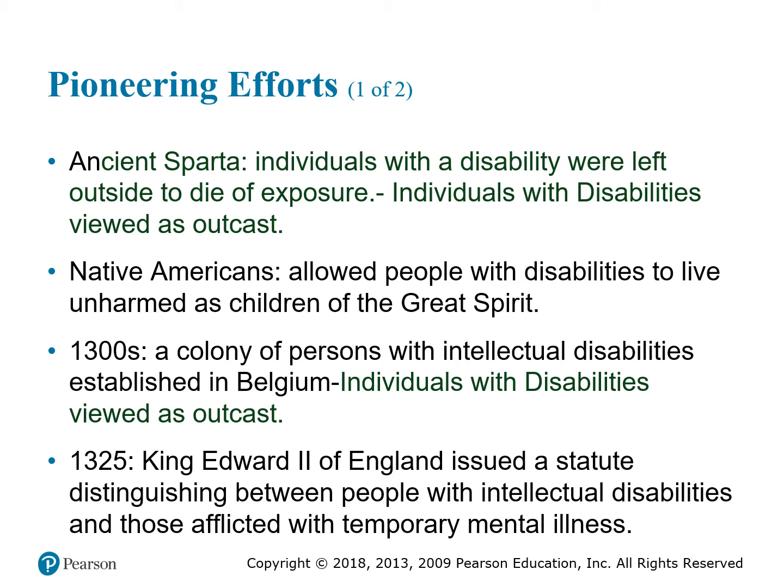So there were some pioneering efforts, or our history, related to how individuals with disabilities were treated in ancient times. In the Spartan era, individuals with disabilities were viewed as outcasts, right? And they were left to die. Native Americans valued people with disabilities, and they let them live unharmed as children of the Great Spirit. In the 1300s, a colony of persons with intellectual disabilities was established in Belgium. Individuals with disabilities around this time were viewed as outcasts. And then you also have the King of England, who distinguished between the different types of intellectual disabilities.